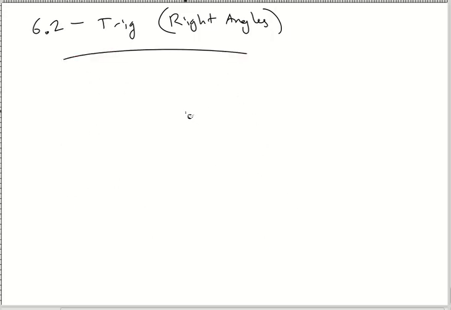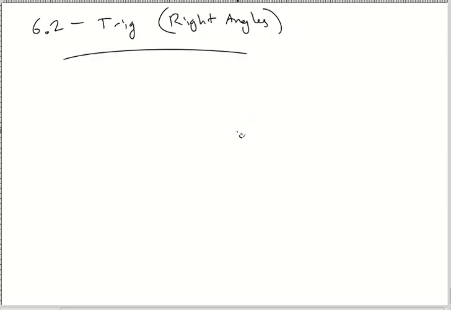Hello everyone, this is a video lecture for Pre-Calculus Section 6.2 Trig. They're going to talk in particular about trig of right angles because later on we're going to have trig without right angles. Kind of weird because what we've been doing is trig with right angles. Whenever you're talking about unit circle, that's basically the same thing. This is going to be a lot of copy-paste of what we've already been seeing.